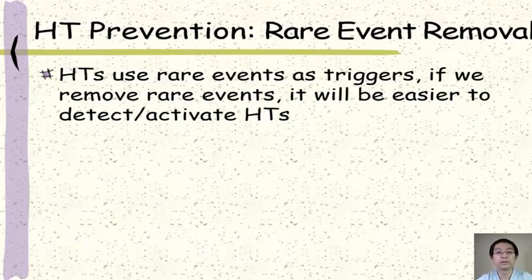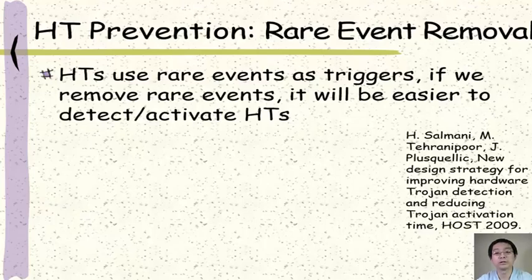Now let's talk about a couple of specific techniques to prevent hardware Trojans. The first one is called rare event removal. This is based on the observation that hardware Trojans use rare events as their triggers. If we can remove rare events, it will be easier to detect or activate the hardware Trojans.